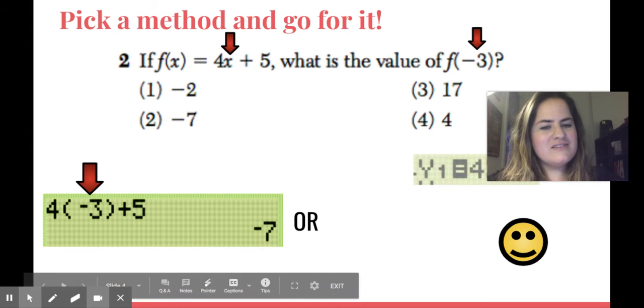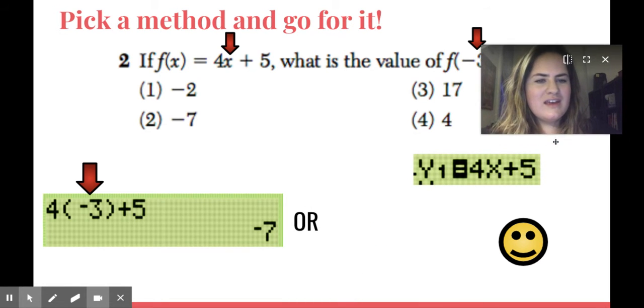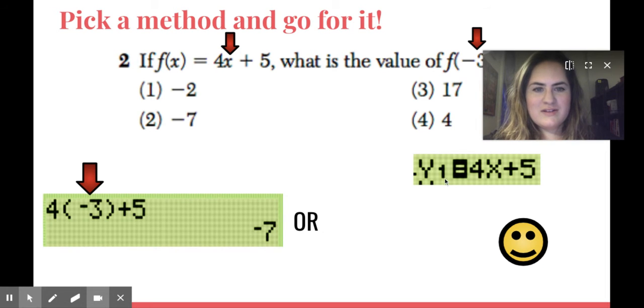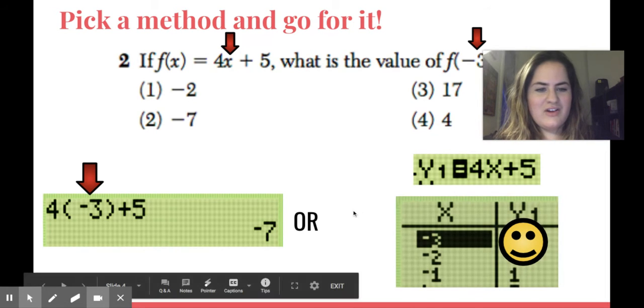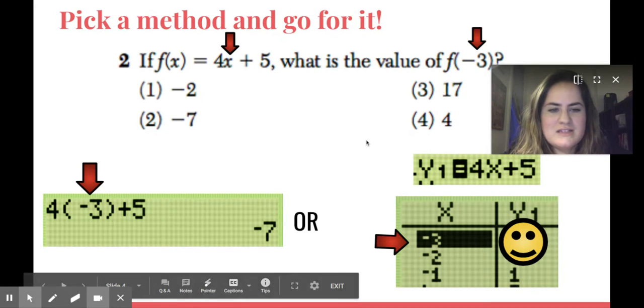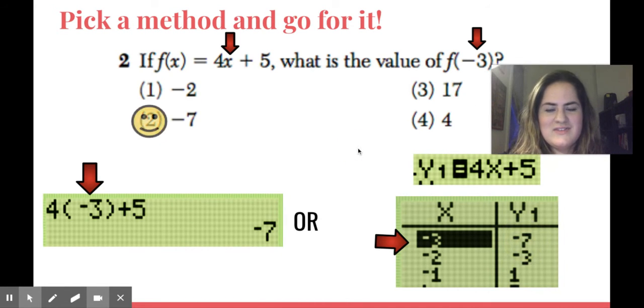If you're going to use y equals, you type this in with x, so you have 4x plus 5. You hit second graph, and you look to see -3 in the table in the x column, and you still get -7.